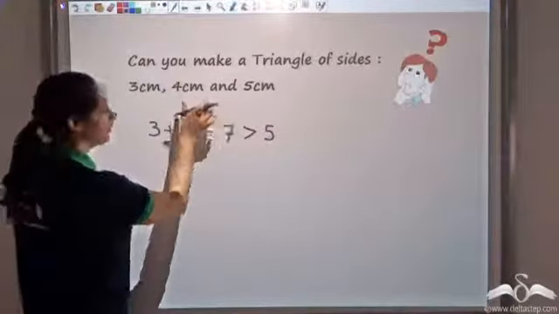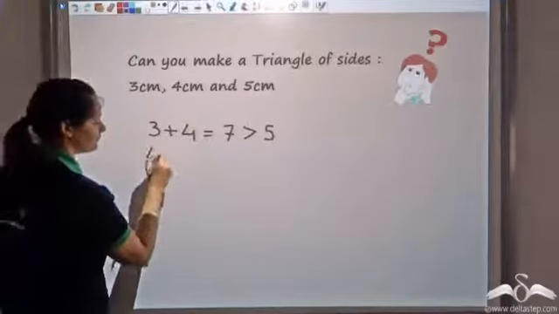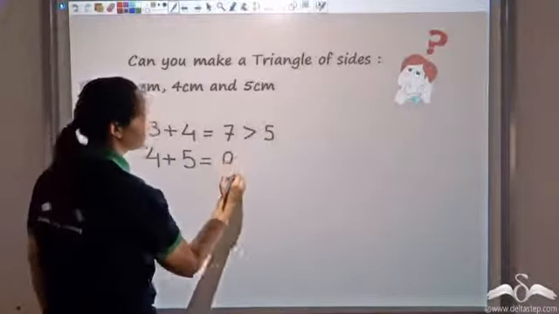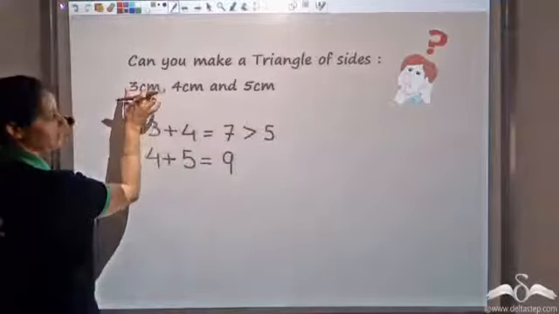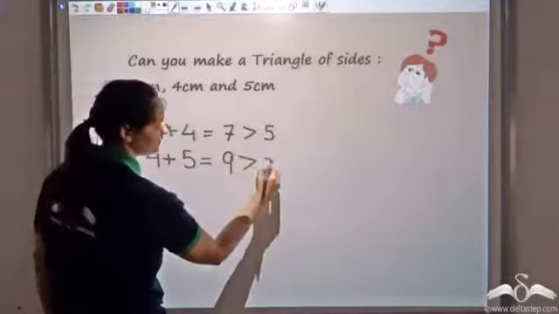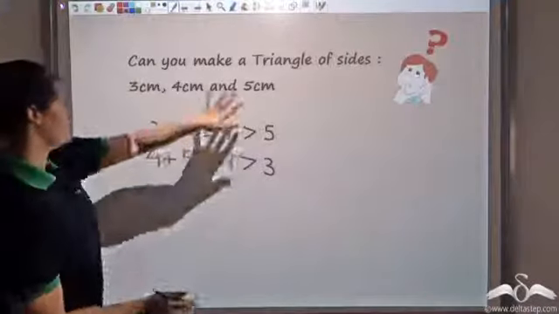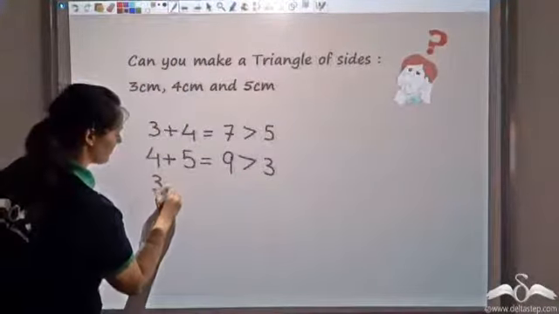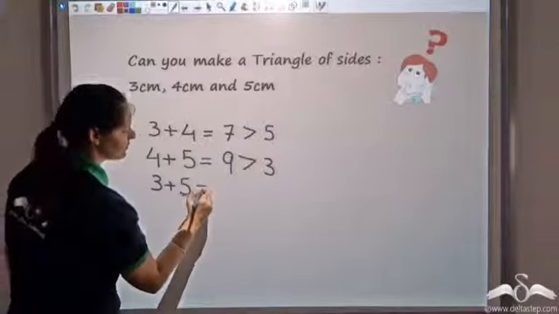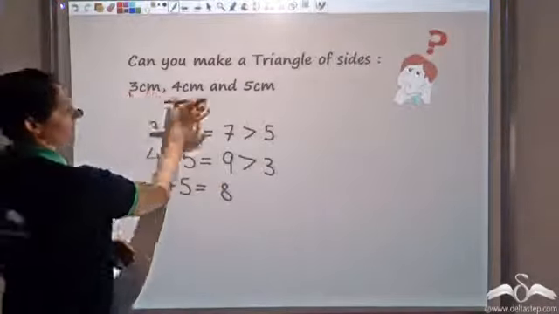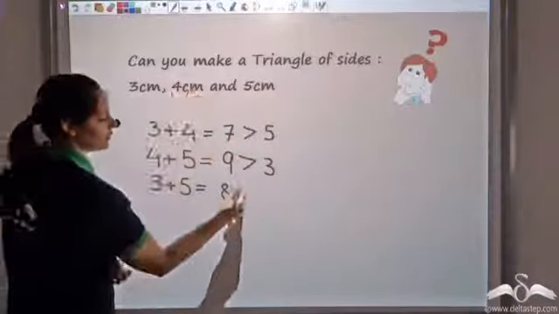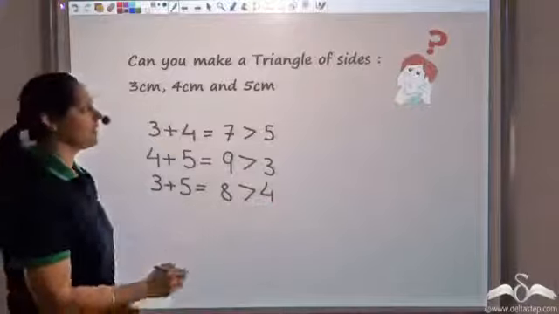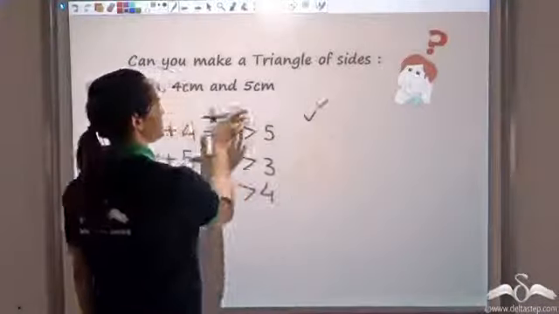Let's take the other two now, 4 and 5. So 4 plus 5 is 9. And this is greater than the third side, which is 3. Now let's take first and third, which is 3 and 5. So 3 plus 5 is 8. So 3 and 5, the third side is 4. It is greater than 4. The sum of 2 is greater than the third. Hence, it is a triangle.